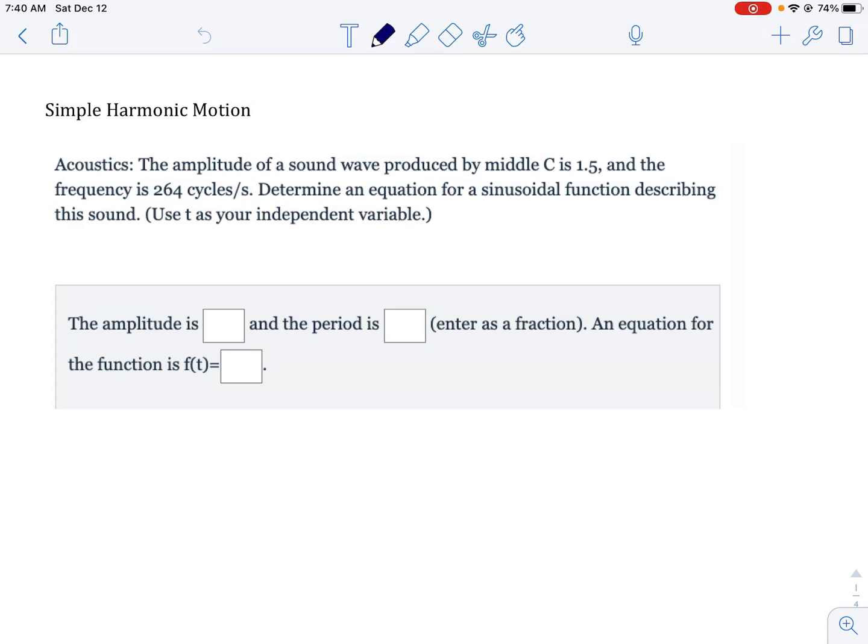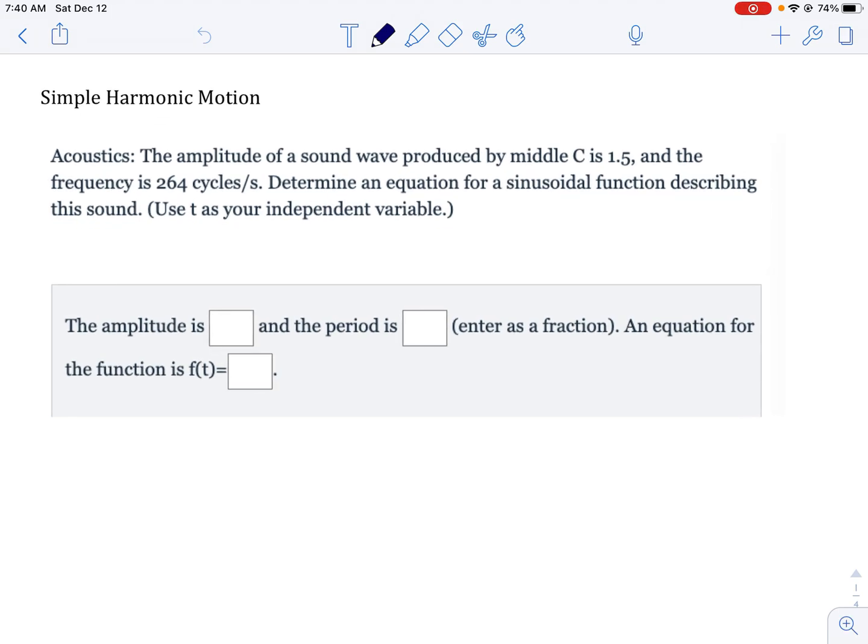Okay, quick recording here on some of these Delta Math problems involving simple harmonic motion. Here's the first one, and it's a guided practice where you have a few fill-ins that lead you to the answer.